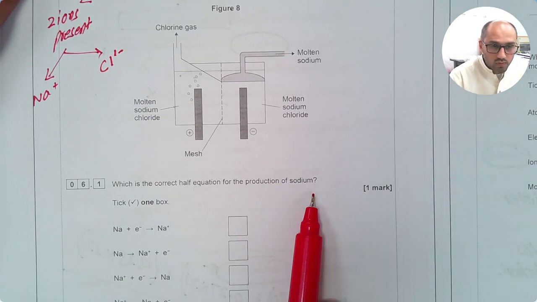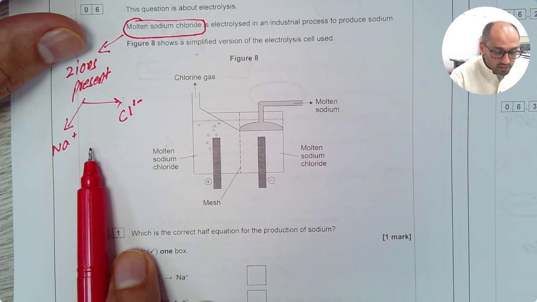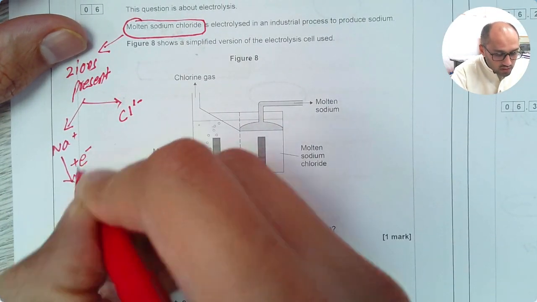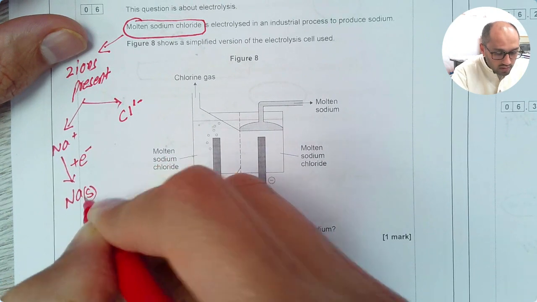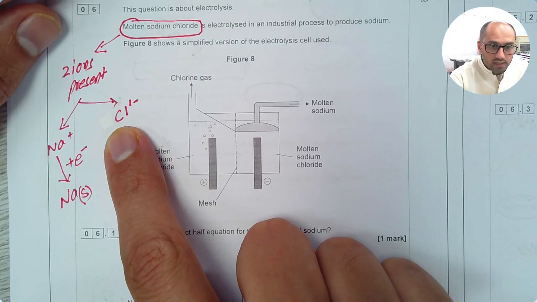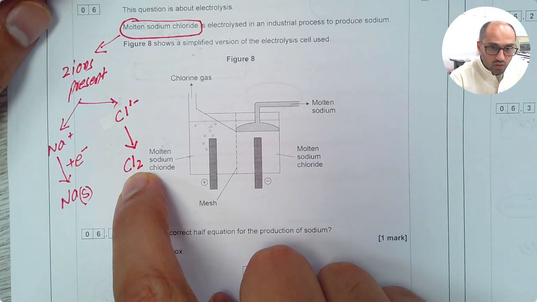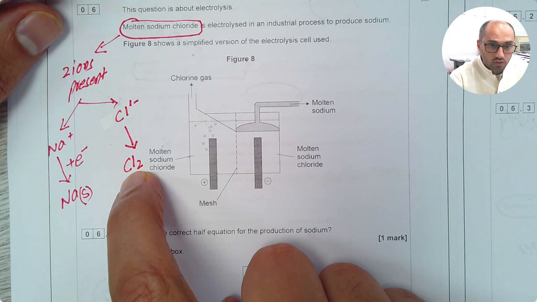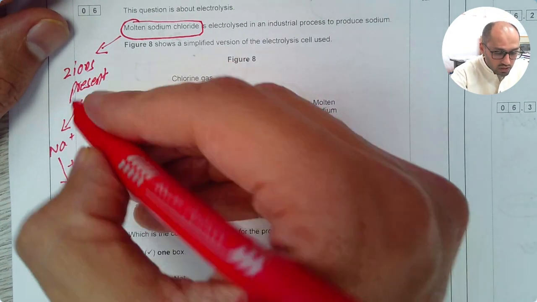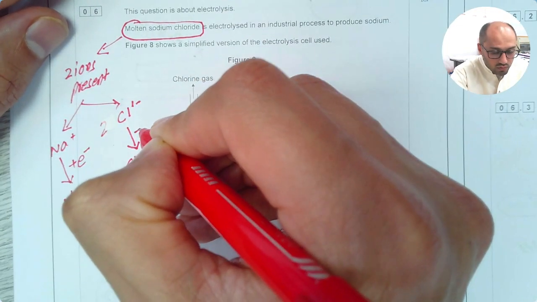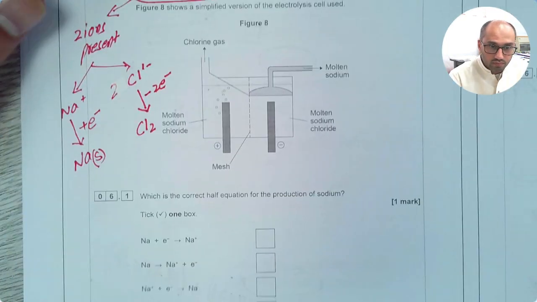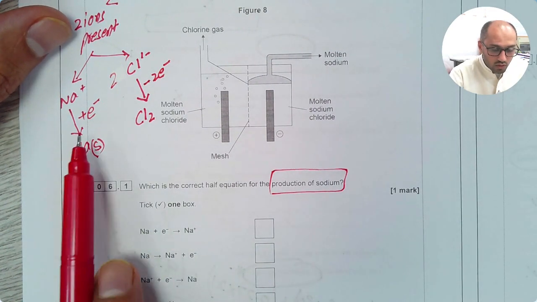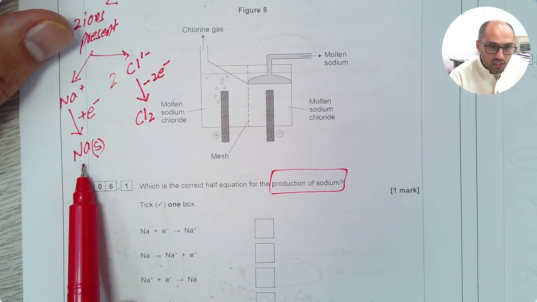So before I answer this question, I'll go back to this section and remind myself that this is a positively charged ion. It will gain an electron and change into Na solid. This is a negatively charged ion. Cl− will change into Cl2 because group 7 elements exist as diatomic molecules. For it to change into Cl2, you will need 2 of them and they will have to lose 2 electrons. So it says production of sodium, and I already know sodium will have to gain 1 electron in order to change into sodium solid.